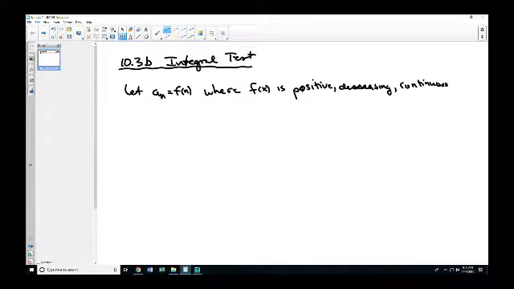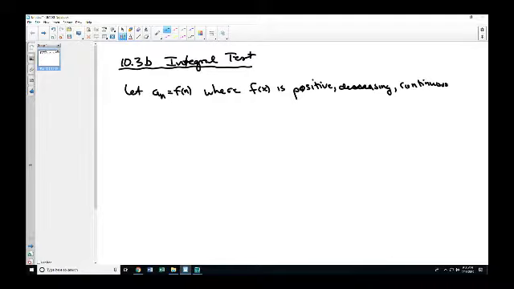We'll look at a few examples that show what that means. Positive terms always. The function is decreasing, you know what that looks like, right? The terms are going down. And continuous means no breaks in the graph.